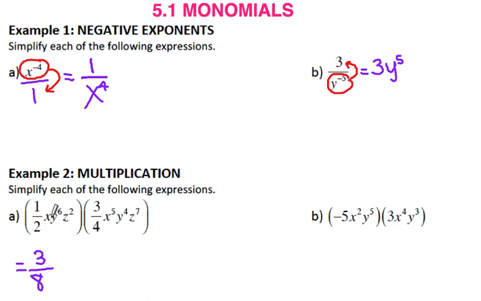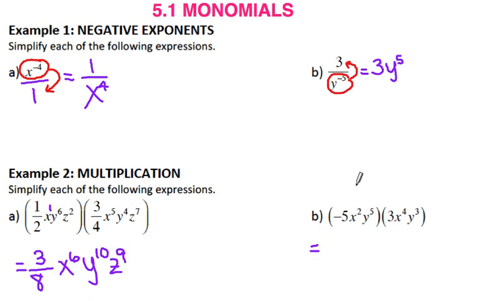For my variables, when you multiply variables together, what you do is you add the exponents. So this x without an exponent is the same thing as x to the 1. So I have x to the 1 times x to the fifth. So essentially I have 6 x's there, so that ends up being x to the sixth. For my y's, I'm going to add my exponents as well. So I have y to the 6th times y to the 4th, which is y to the 10th. And then z squared times z to the 7th is going to be z to the 9th. So your final answer for this is 3/8, x to the 6th, y to the 10th, z to the 9th.